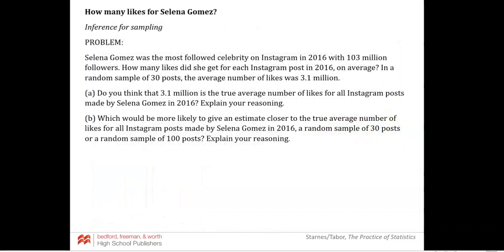So how many likes for Selena Gomez? So evidently Instagram has a thing called likes, and she has 103 million followers. Wow. Okay, so how many likes did she get for each Instagram post? So in a random sample of 30 posts, the average number of likes was 3.1 million. Evidently, she is an influencer.